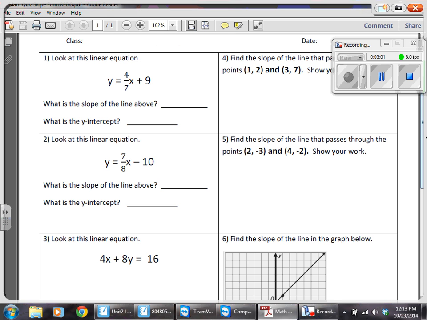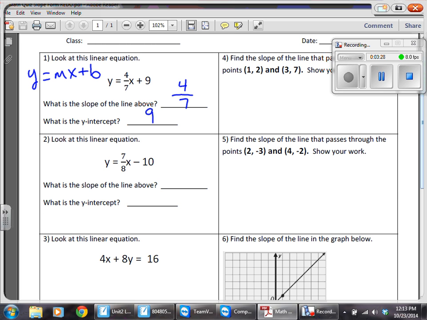Let's look at number 1. Look at this linear equation. Linear, the first 4 letters of the word linear are line. A linear equation is an equation of a straight line. What is the slope of the line above? What is the y-intercept? So remember, the equation of a line, y equals mx plus b. This is already in that form. So I can easily see that my slope is 4 over 7, and my y-intercept is 9.